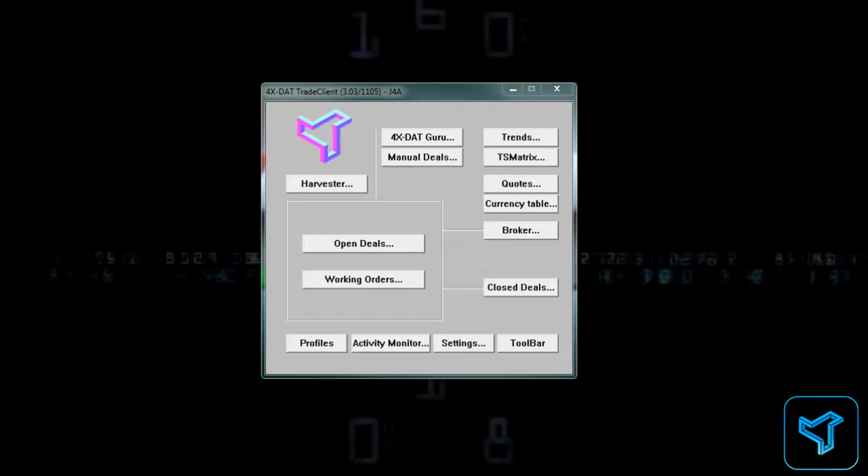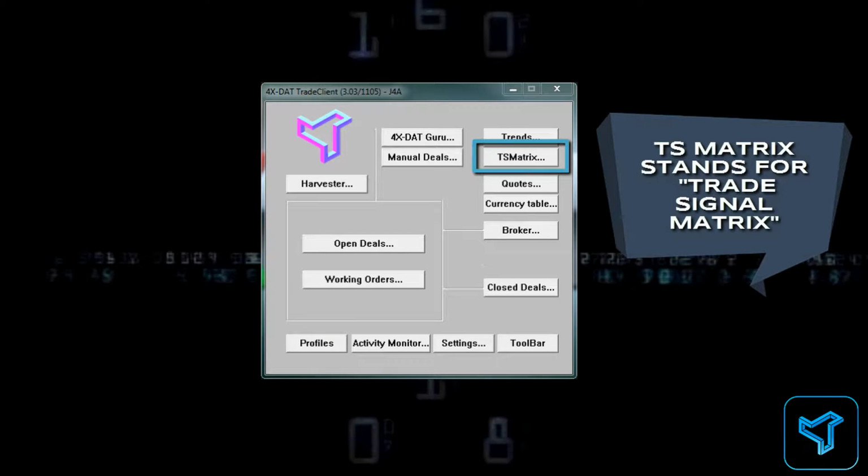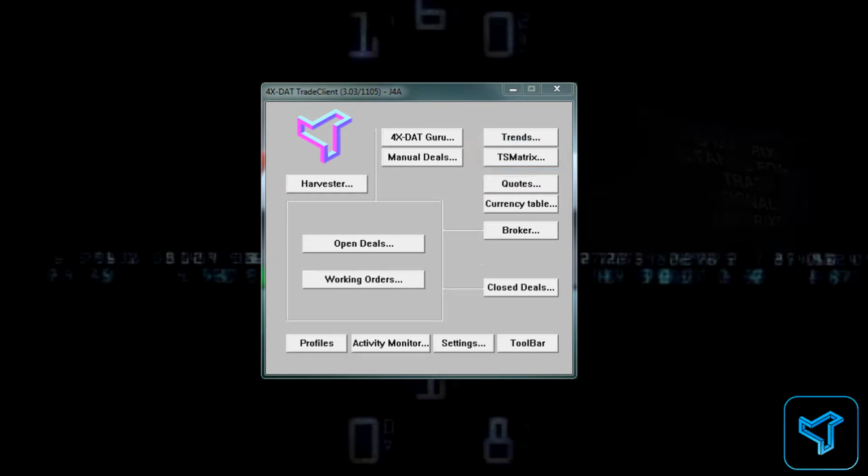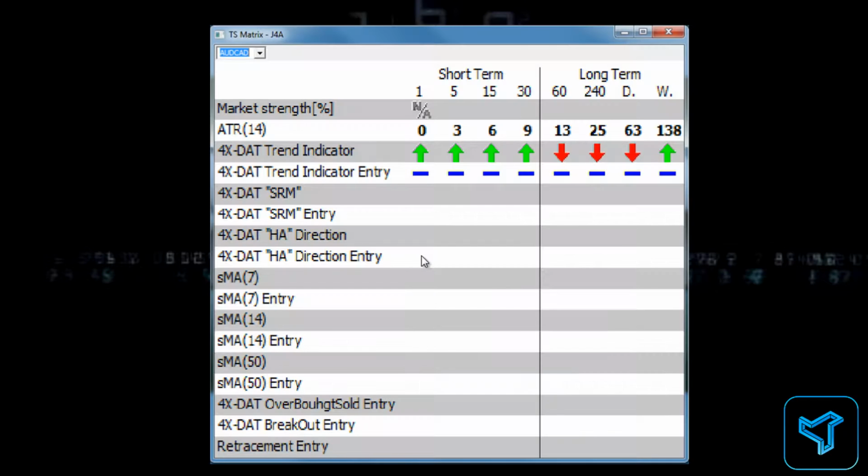In the previous Trends module, we addressed how we can use the platform to identify which pairs are trending in the various time frames and the overall strength of the market. In the TS Matrix module, or Trade Signal Matrix module, we have a quick illustration of a variety of trade signals that are typically used by traders of Forex when they're reviewing chart data. Let's select a pair and see what the TS Matrix can tell us about this pair.